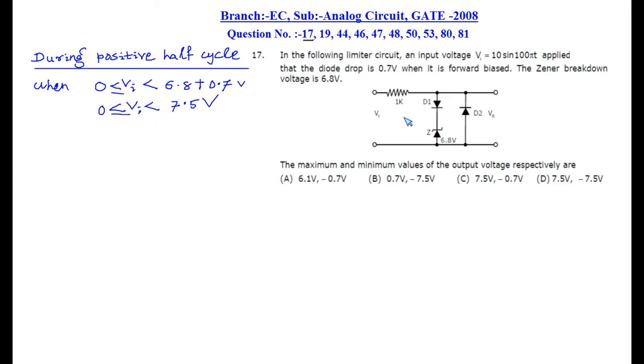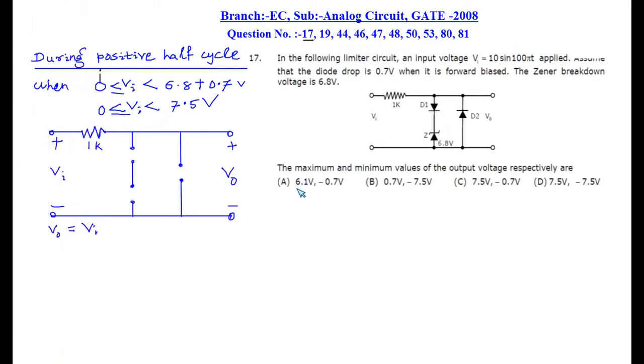So when the input voltage varies from 0 to 7.5 volt, what will happen? During that period, the voltage is not sufficient for the Zener diode to enter the breakdown region, so it acts as an open circuit, and the other diode is already in reverse bias, so it is also open circuit. If we draw the circuit during this span, both the parallel branches act as open circuit and the output voltage will follow the input voltage.